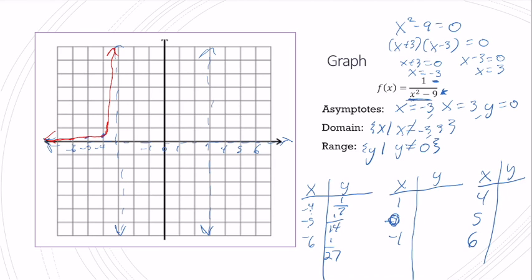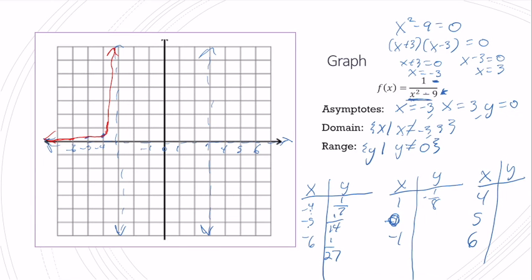Now, let's go ahead and take a look at what happens when x is 1. I get 1 over 1 squared minus 9. 1 squared is 1. 1 minus 9 gives me a negative 8, so I have negative 1/8. When x is 0, I have 1 over negative 9, so negative 1/9. And when x is negative 1, negative 1 squared is a positive 1. 1 minus 9 gives me a negative 8, so I have negative 1/8.